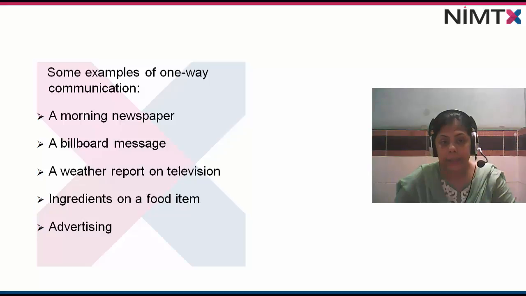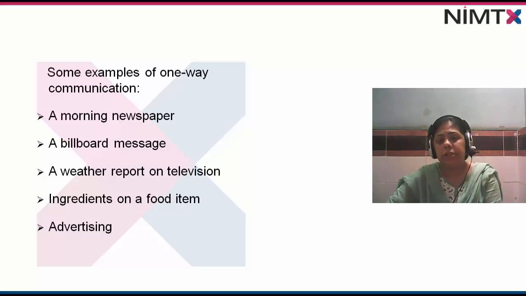Let's see here. What are some of the examples of one-way communication? It can be a morning newspaper. You receive a newspaper, you read it, and that's it. You cannot give a feedback. Sometimes we see there is a spelling mistake in some of the articles. We cannot give a feedback. So that is a one-way communication. They are communicating to you, but there is no feedback that can be given.